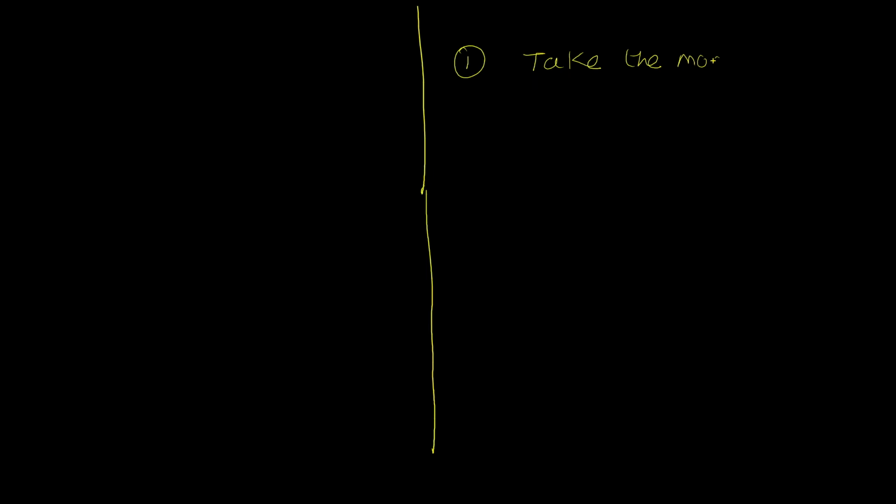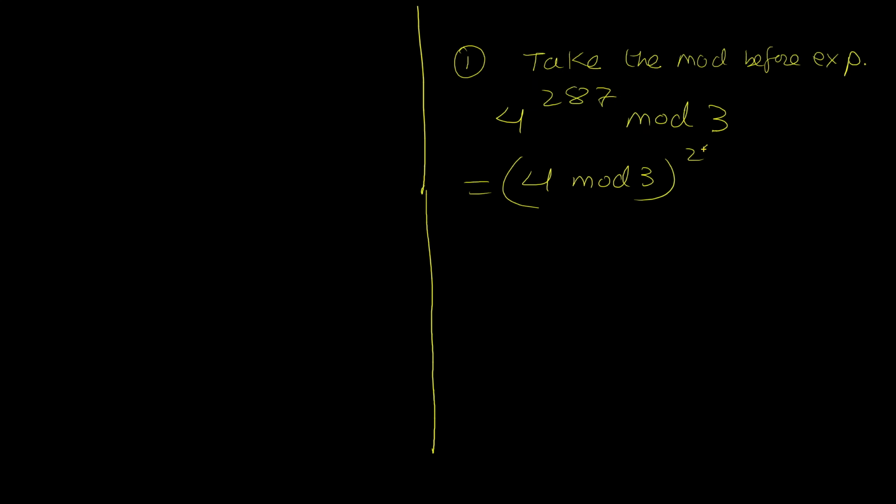Okay, so let me start by making a few notes here. The first one is take the modulus before the exponent. For example, if I have 4 to the power 287 mod 3, taking mod 3 of the base value doesn't change the result. So this is the same as 4 mod 3 raised to the power 287 mod 3. This is one rule that we'll be careful about, and this will just be equal to 1 to the power 287 mod 3 and would be equal to 1.